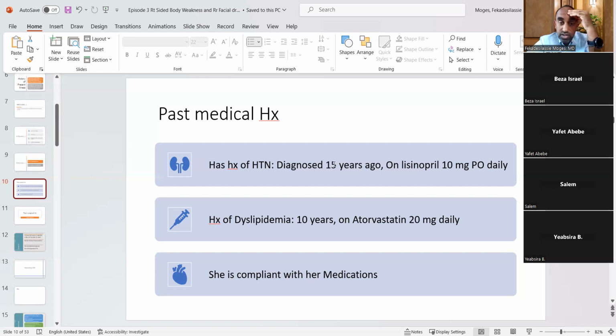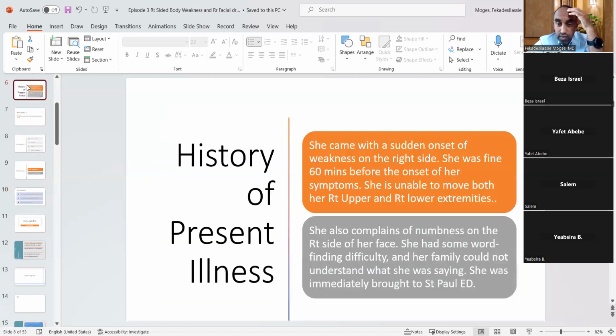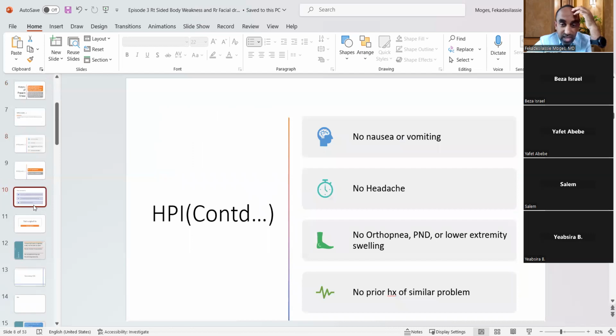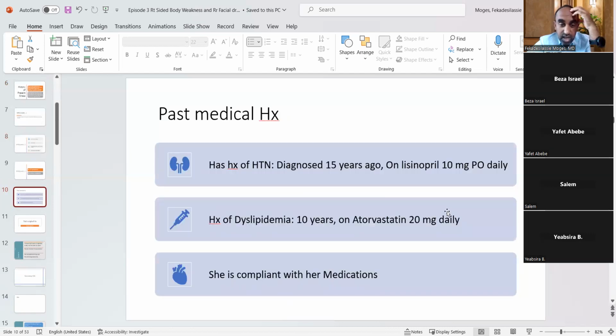So she had a history of hypertension, 15 years on lisinopril, dyslipidemia, 10 years, atorvastatin, 20 milligram daily. I said 40 milligram. Please correct. It is 20 milligram. So you can change that information. I don't want us to be contradicting each other. So it's 20 milligram daily. She is compliant with her medications. You have asked me about compliance. That's beautiful. Okay. And she doesn't have any diabetes or any other chronic medical condition. No history of cancer. Nothing in the past medical history.